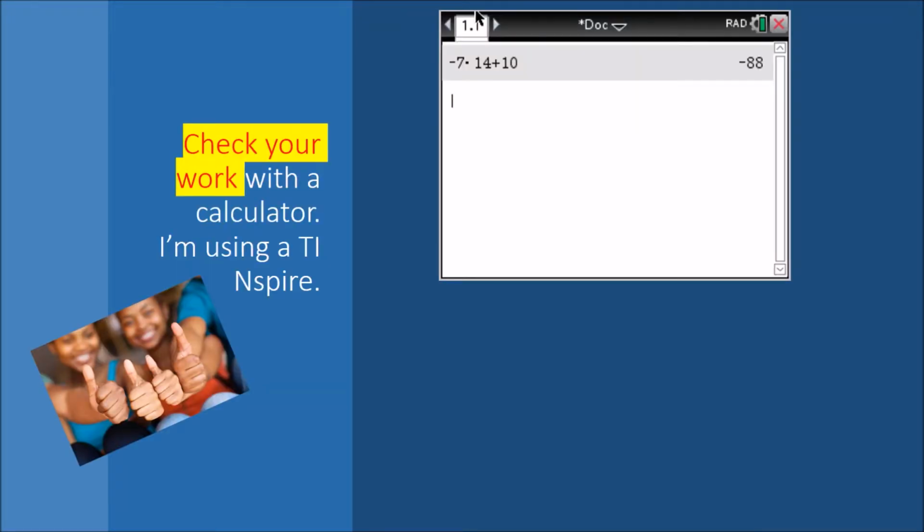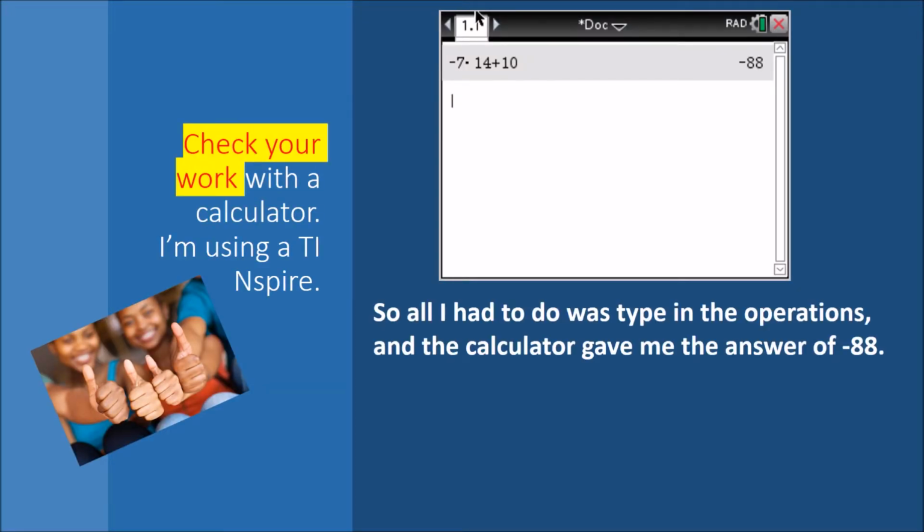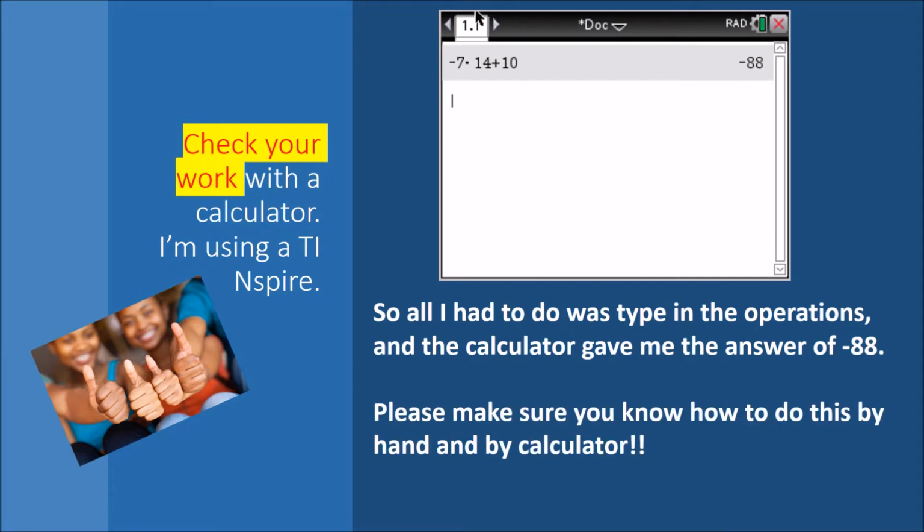So we want to check our work to make sure we do this correctly, and I can use a calculator to do that. So we just type in our equation. When we substituted x, we get negative 7 times 14 plus 10. I hit enter and I get negative 88, which matches what we got doing it by hand. So we did this correctly. Again, make sure you know how to do this by hand and also by calculator.